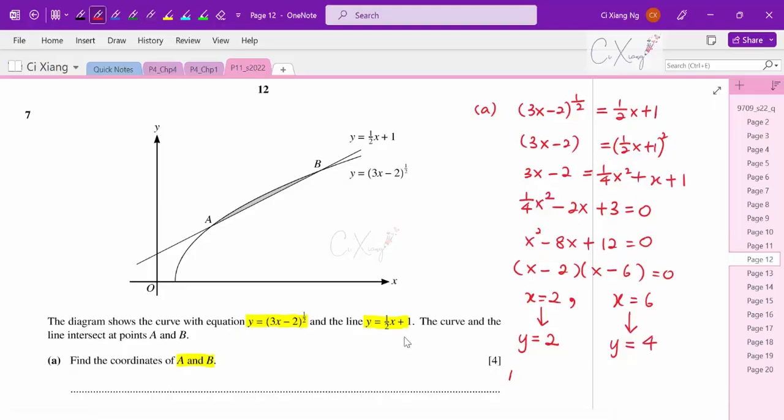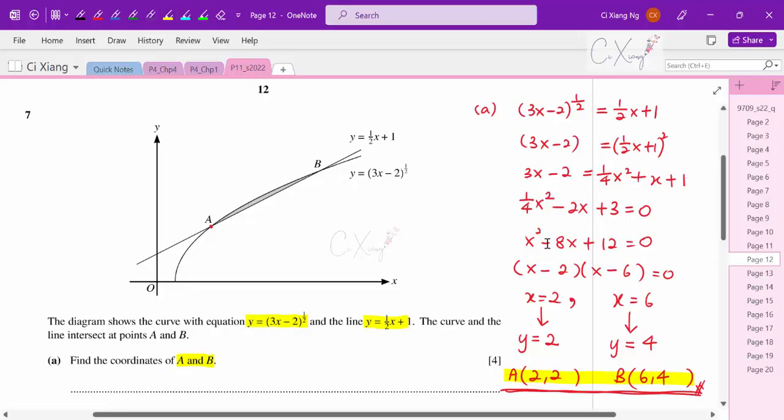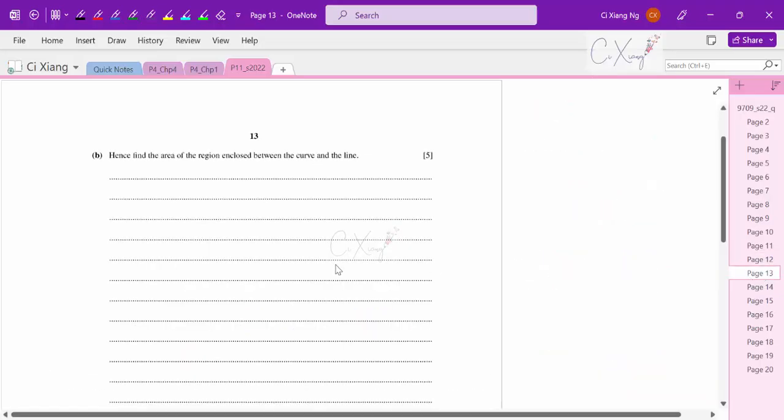So from here, basically we can observe and get the values for the coordinates A and B, which are the intersection points. For the coordinate A, it is at the earlier part of the graph. Therefore, it should be 2 and 2. And then for B, it will be 6 and 4. So this is basically how we find out the intersection points by solving the simultaneous equation. Then let's proceed to part B.